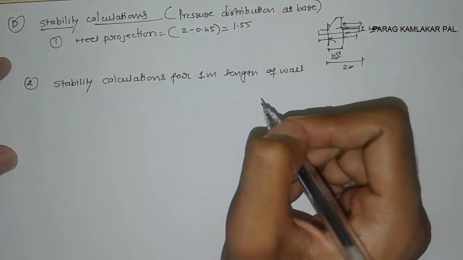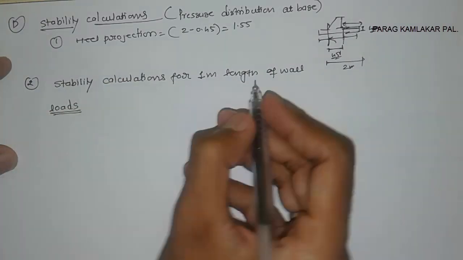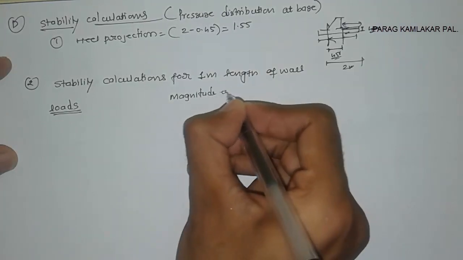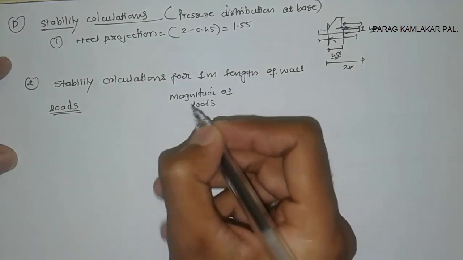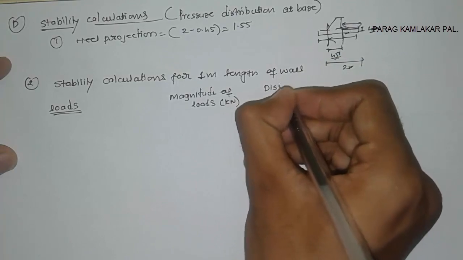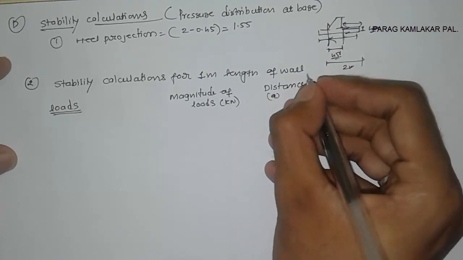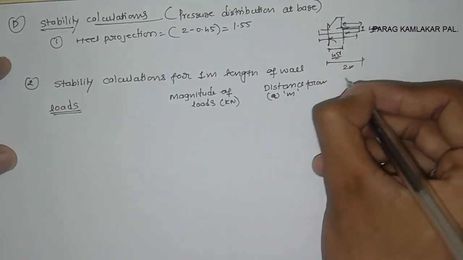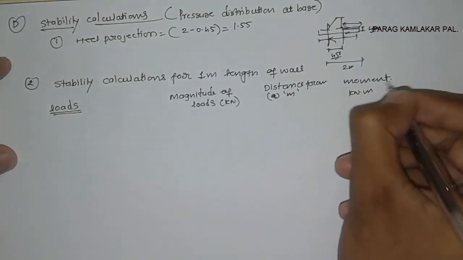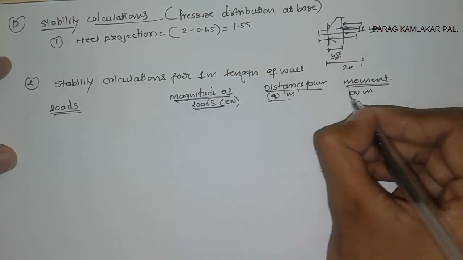So how will we get it? For that we need to take the loads we require. We need the magnitude of load, which is always in kilonewton. Then we need the distance from A, which is in meter. Then we require the moment, which is kilonewton meter. So: magnitude of load, distance from A, and moment.